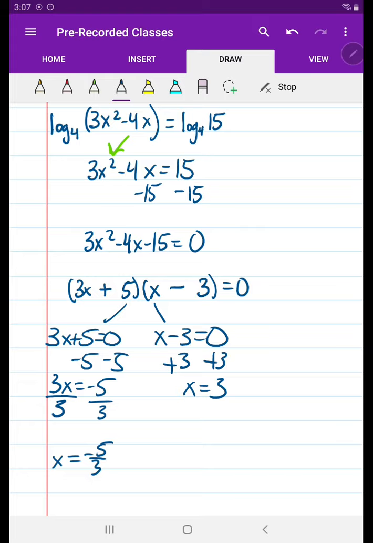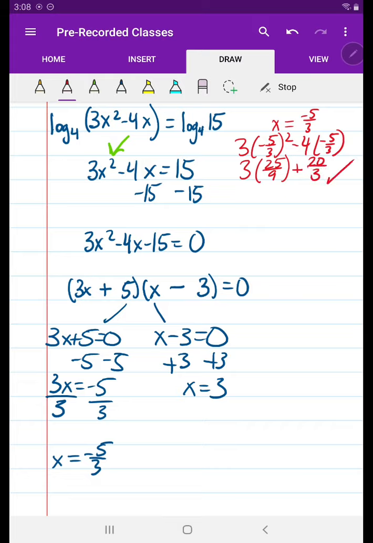So then if we check both of these in our original problem, if I check negative 5/3, let's make sure that doesn't make that negative. So I'm going to have 3 times negative 5/3 squared minus 4 times negative 5/3. So that'll be 3 times a positive 25 over 9 plus 20 over 3. Yeah, so that's still positive, so that'll work out fine.